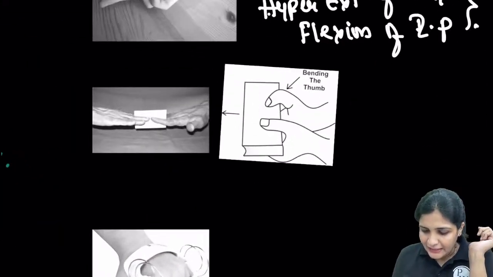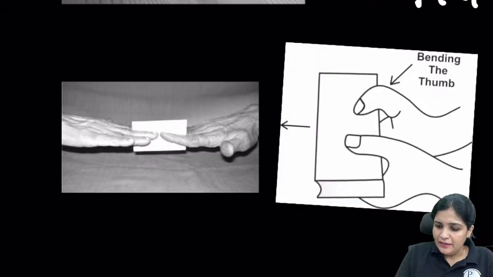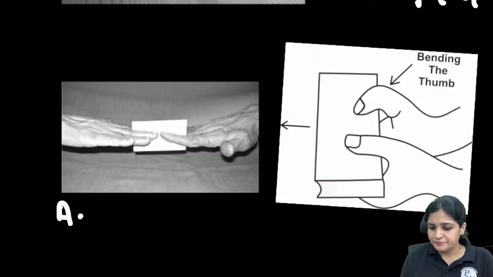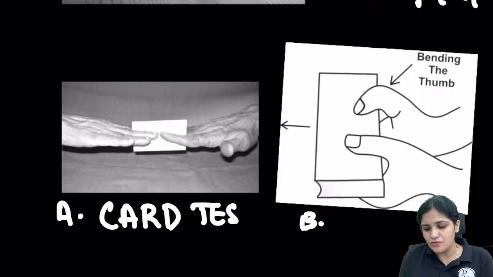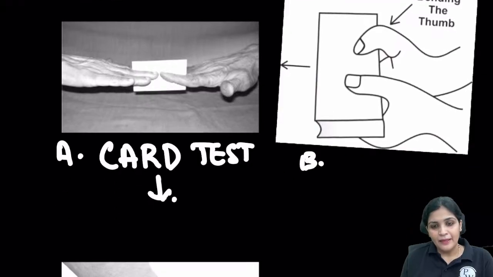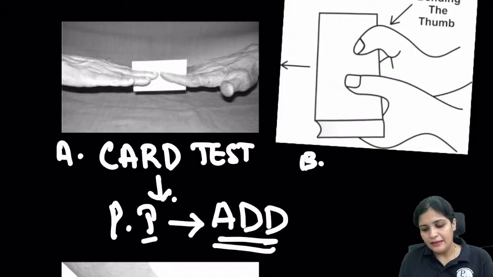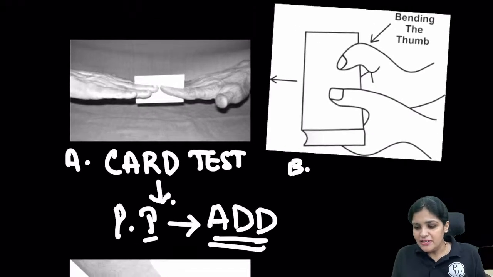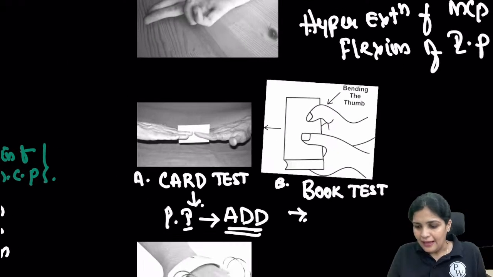Okay, ma'am. Good. Then what is this? Book test. Okay, the other one. This is your card test. Very good. Card test is used for palmar adduction. And what is the action? Adduction. Very good. And now what is this? Book test. This is for? Adductor pollicis. Very good. So this is for your adductor pollicis.